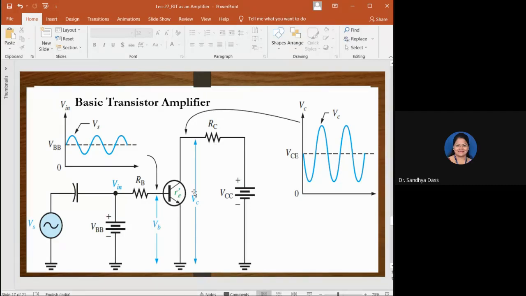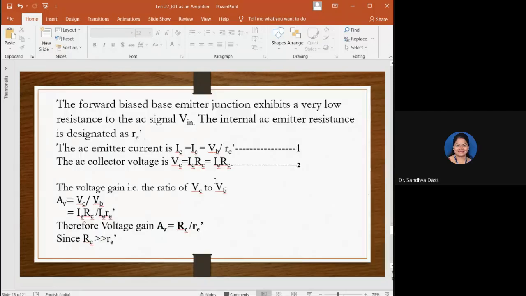Since we know the expression IE is equal to IC plus IB, and the base current is very small, negligible, if we neglect that, can I take the emitter current as equal to the collector current? And that I can write as VB by RE dash. Let's take that as expression 1.